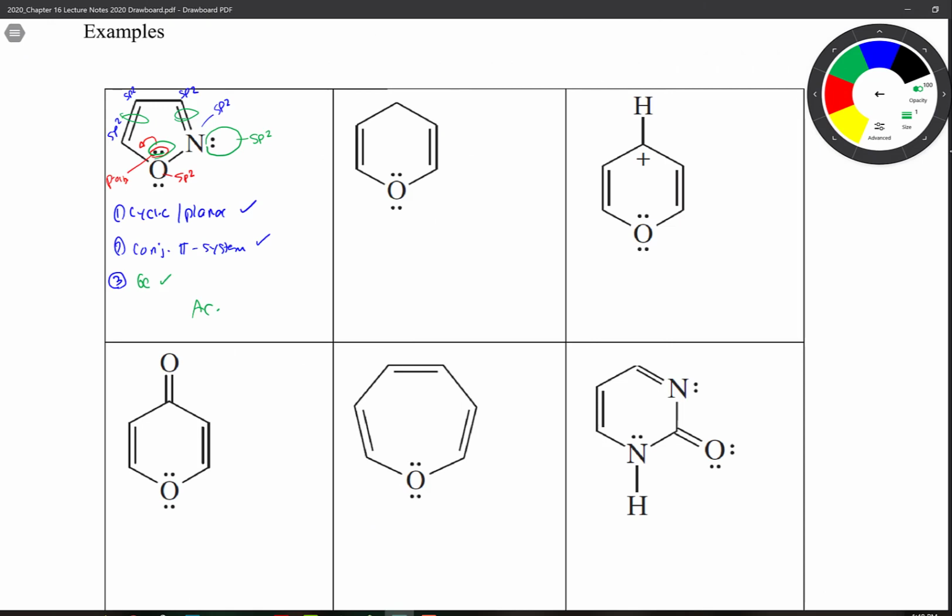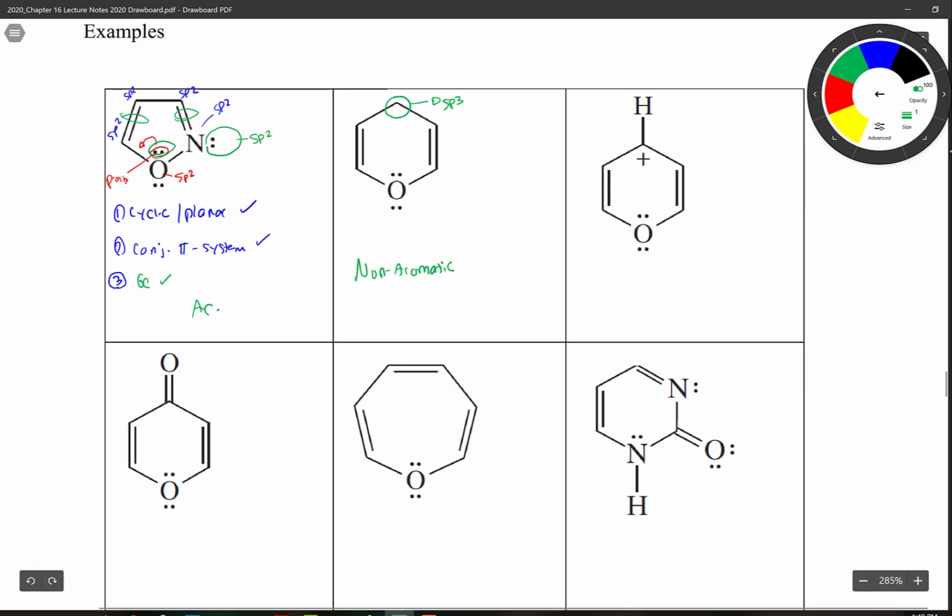Well, what about this next molecule? Looking at this molecule, we can say right off the bat, this is kind of a problem here. That is sp3. So with sp3, that means that this is non-aromatic. We don't have to worry about counting electrons or anything like that because it's not a conjugated pi system.